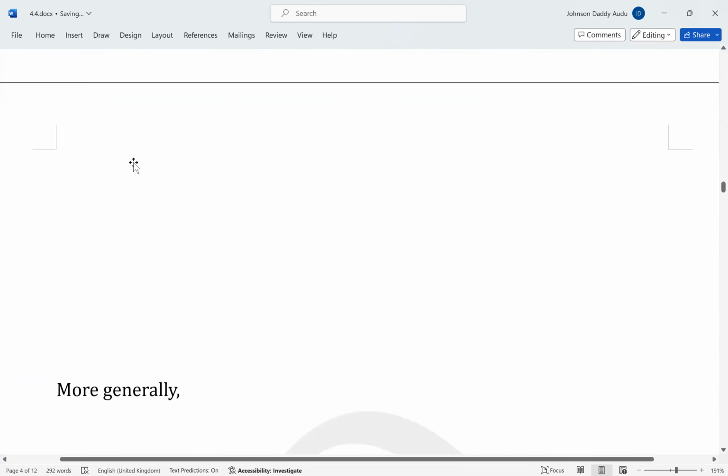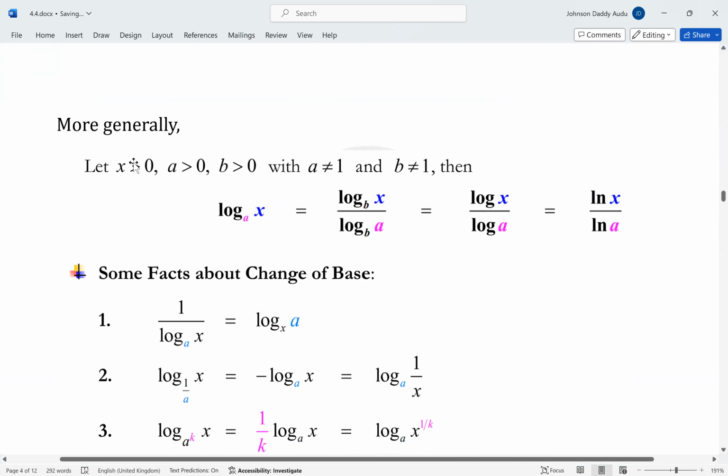Okay, so in general, this is always true. If you have log to base a of x, you can write it as log to base b of x over log to base b of a. This is the normal one, which we just discussed. So in this case, we have transferred from base a to base b. This is when you go from a to any base.